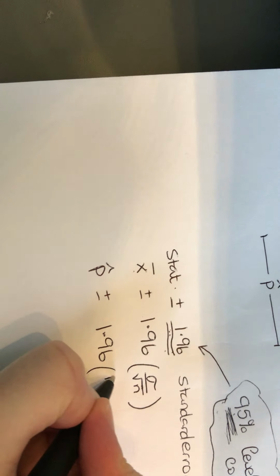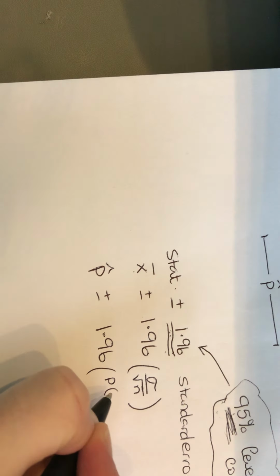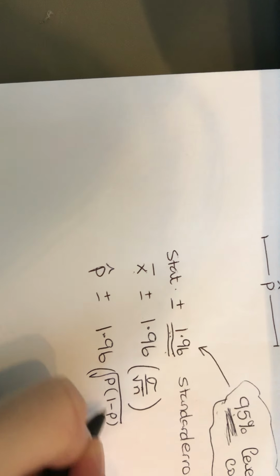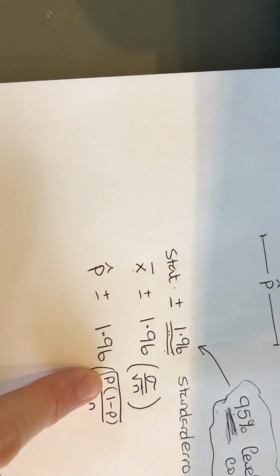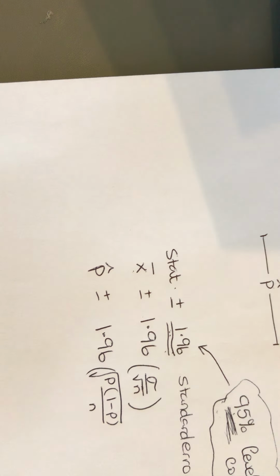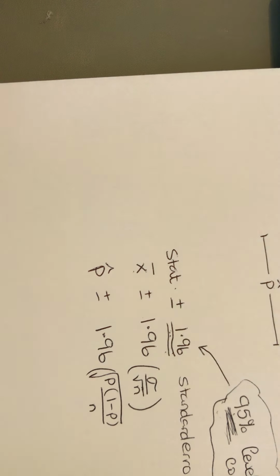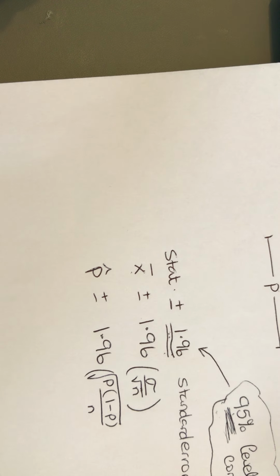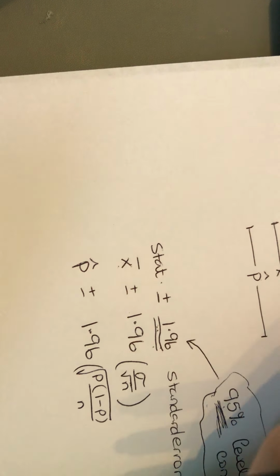So I'm using this formula here. Again, it's in my log tables. It's the square root of P bracket 1 minus P all over n, and again, this P is the population proportion. So that's just the general idea of your confidence interval.